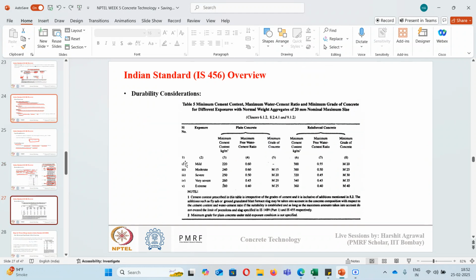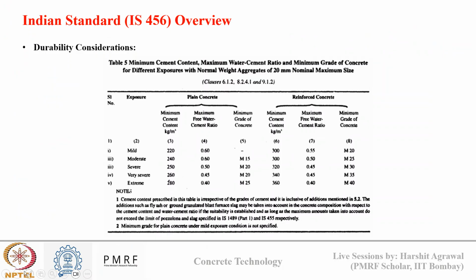And then this is the most important table for durability consideration, that is table 5, titled minimum cement content, maximum water to cement ratio, and minimum grade of concrete for different exposures with normal weight aggregate of 20 mm nominal maximum size. Okay, so here, based on the exposure conditions that we have already arrived at using table 3, there are different limits that have been set on water to cement ratio, cement content, and concrete grade for both plain concrete and reinforced concrete.